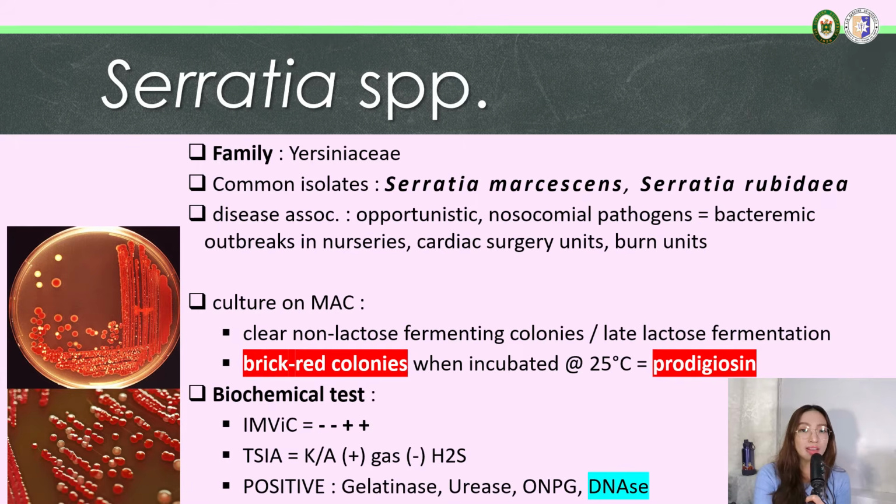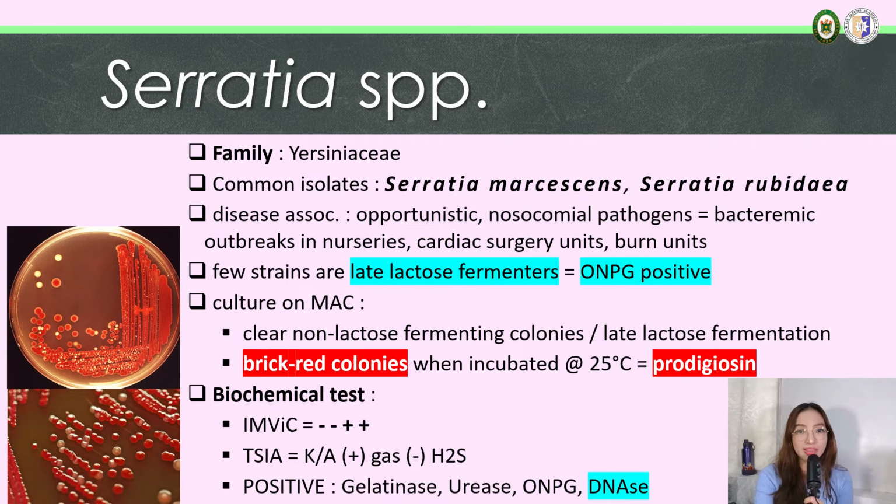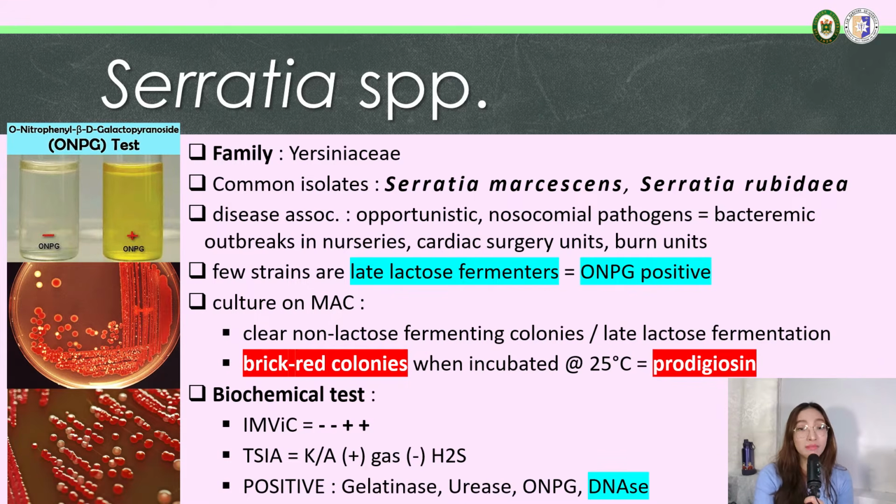Some strains are late lactose fermenters, which is determined as they test positive for ONPG, or the ortho-nitrophenyl-beta-D-galactopyranoside test. Okay, so again, the ONPG test is done to determine if the organism is a late lactose fermenter. If you don't have the time to extend the incubation to further observe if this non-lactose fermenting organism is eventually capable of fermenting lactose, you may perform ONPG. So again, through the ONPG test, we are capable of determining if an organism is a late lactose fermenter.